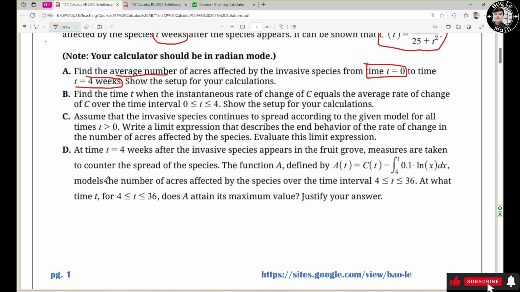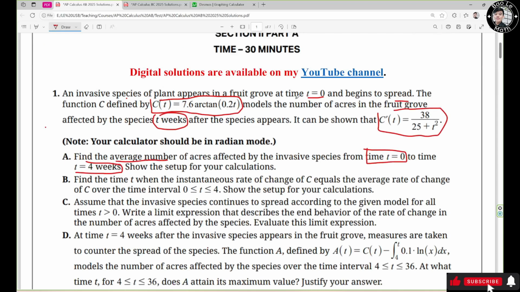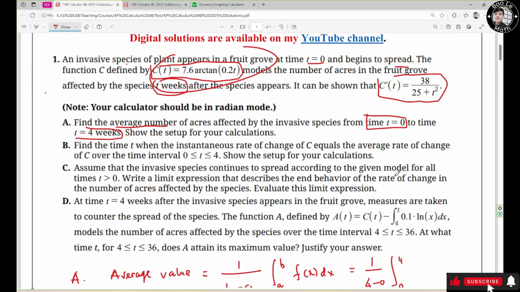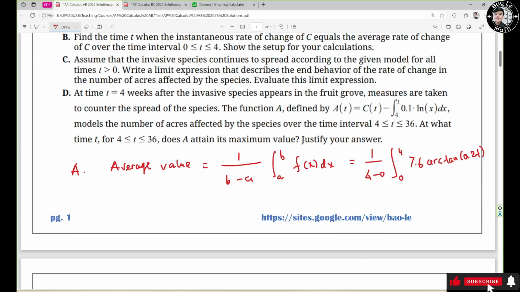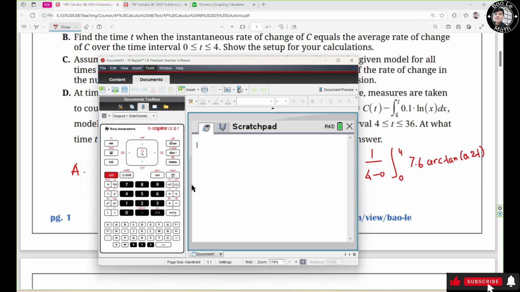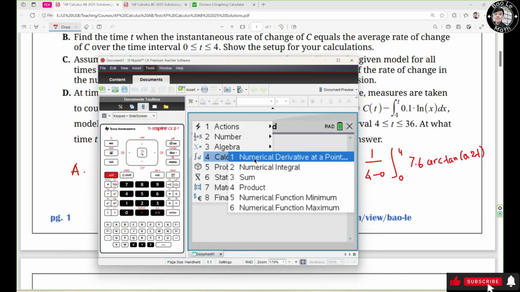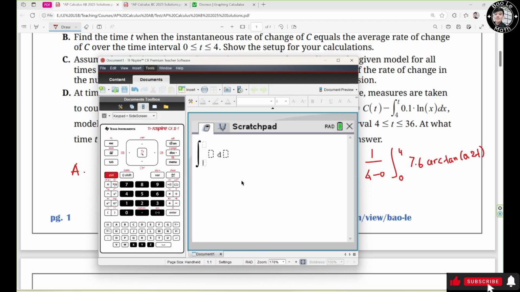So you're going to use the average value formula. You just substitute the values: 1 over 4 minus 0, times the integral from 0 to 4 of the function c of t, which is given by this one right here, 7.6. So you bring up the calculator, hit calculate, and then hit menu, calculus, numerical interval. Right here you hit 0, and this one should be 4.